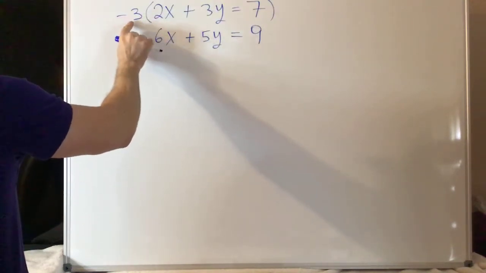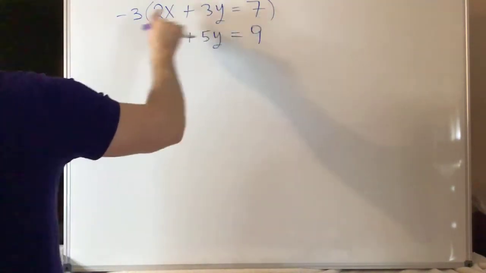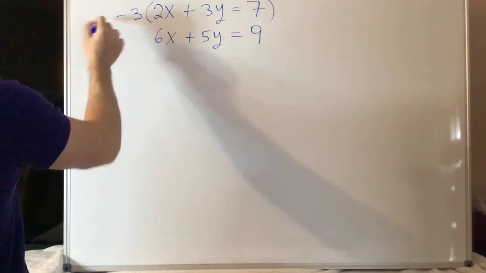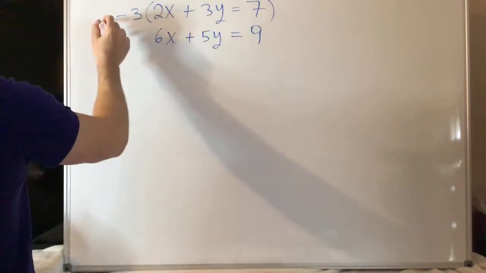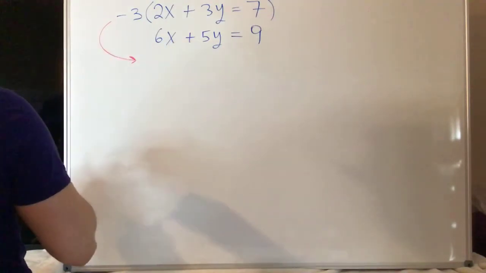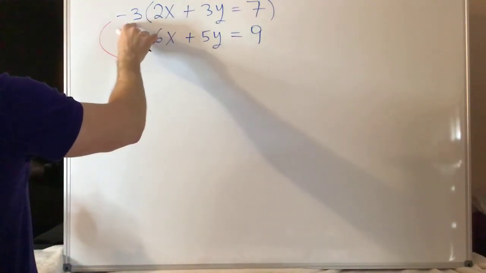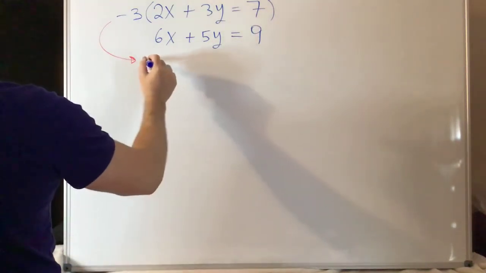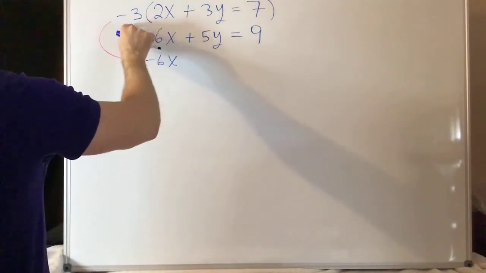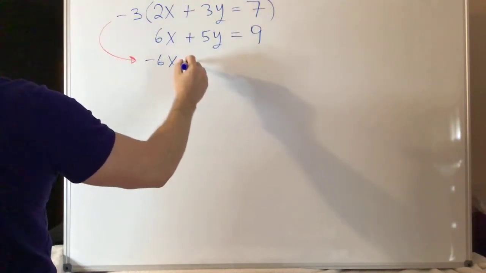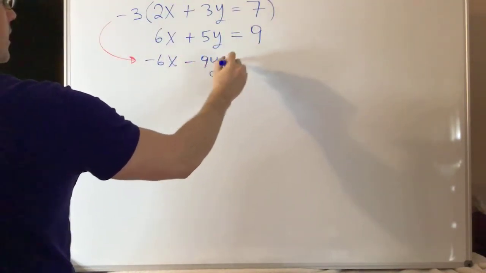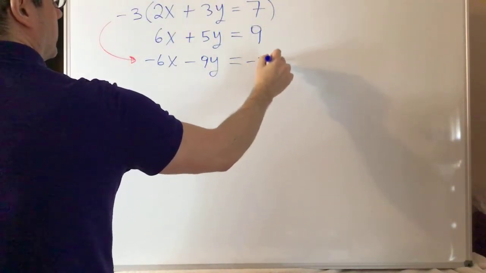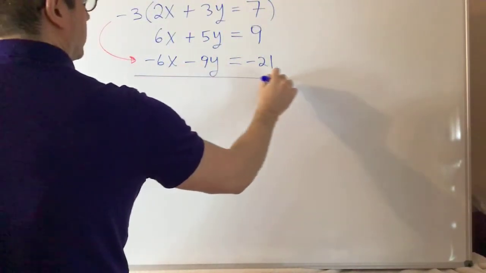You have to make sure every single one of these gets multiplied. And for convenience, I'm just going to write it right underneath that one. So let me make my arrow. So I'm going to do negative 3 times 2. That gives me negative 6x. Negative 3 times positive 3y is negative 9y. And then negative 3 times 7 is negative 21. You have to be very careful with the signs here.